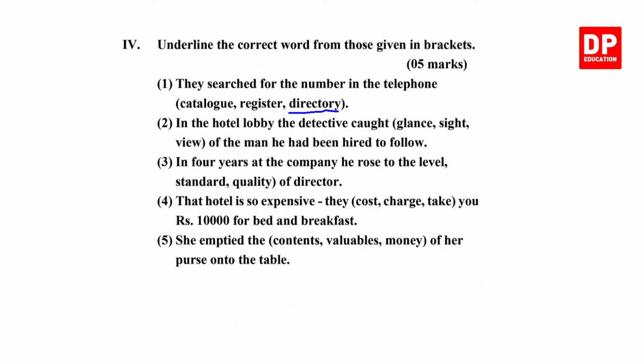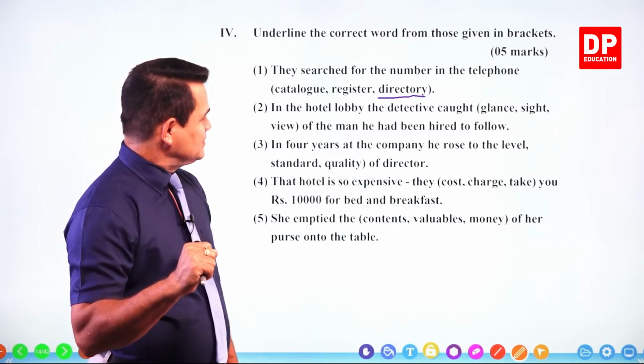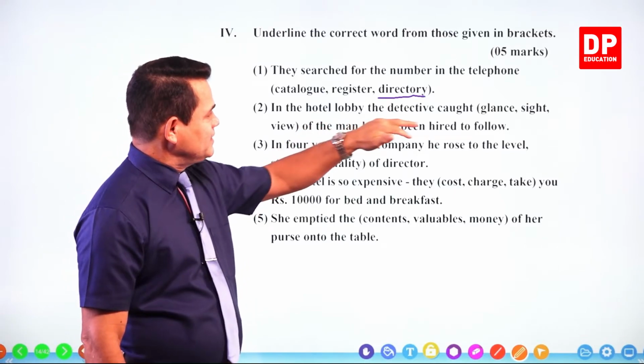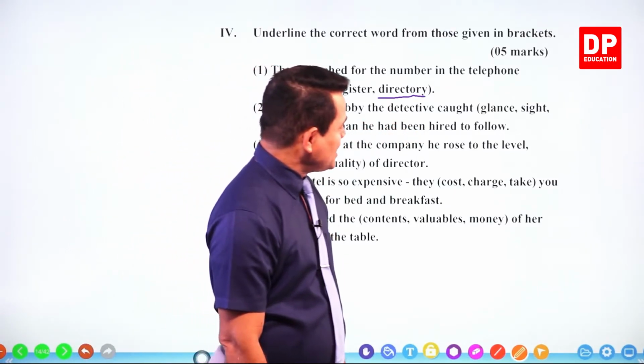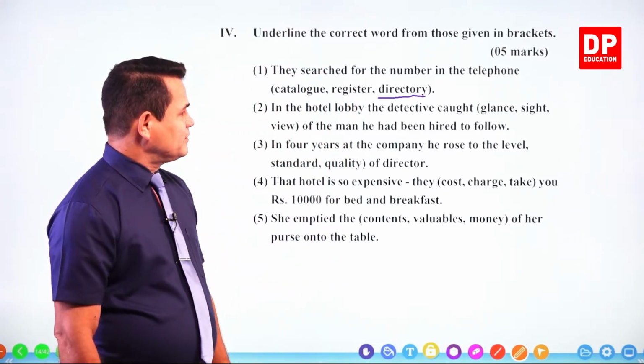In the hotel lobby the detective caught, glance, sight, view. Lobby එකේ ඉඳලා detectives ලා coat අල්ලගත්තලු. කවද අල්ලගෙන තියෙන්නේ of the man, glance of the man, sight of the man, නැත්නම් view of the man. He had been hired to follow. What is it?